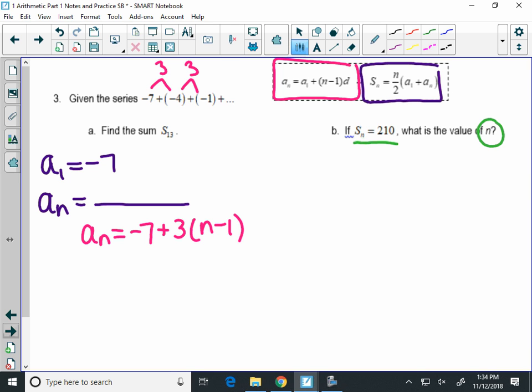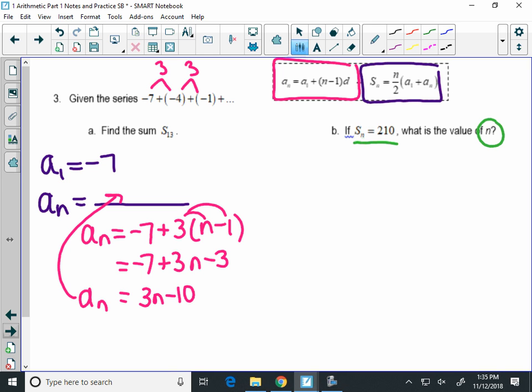Well, let's at least simplify that, because I think that'll get us off to a good start. So I'll have a sub n equals negative 7 plus 3n minus 3. What does that simplify to be? 3n minus 10. Right, well, that's what a sub n equals. That's what we're going to say a sub n is, 3n minus 10.